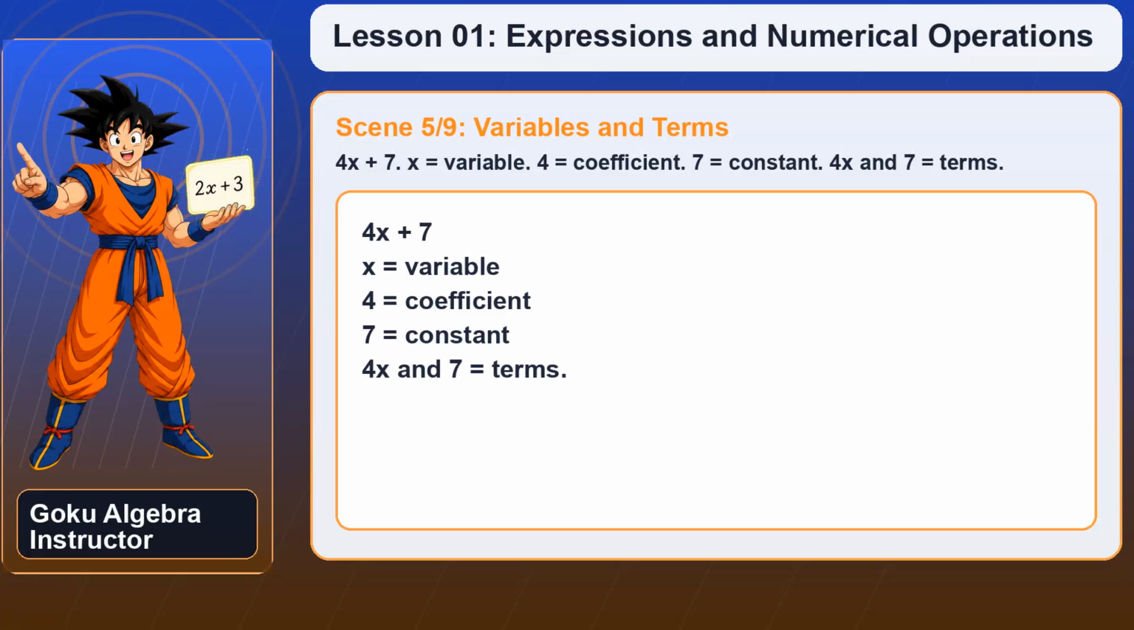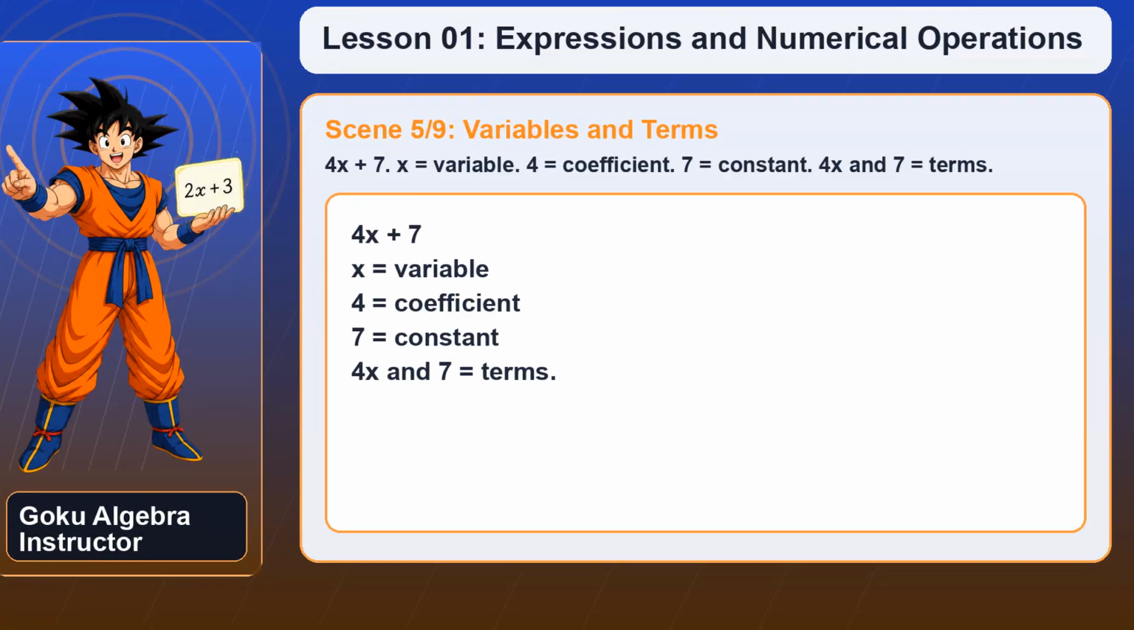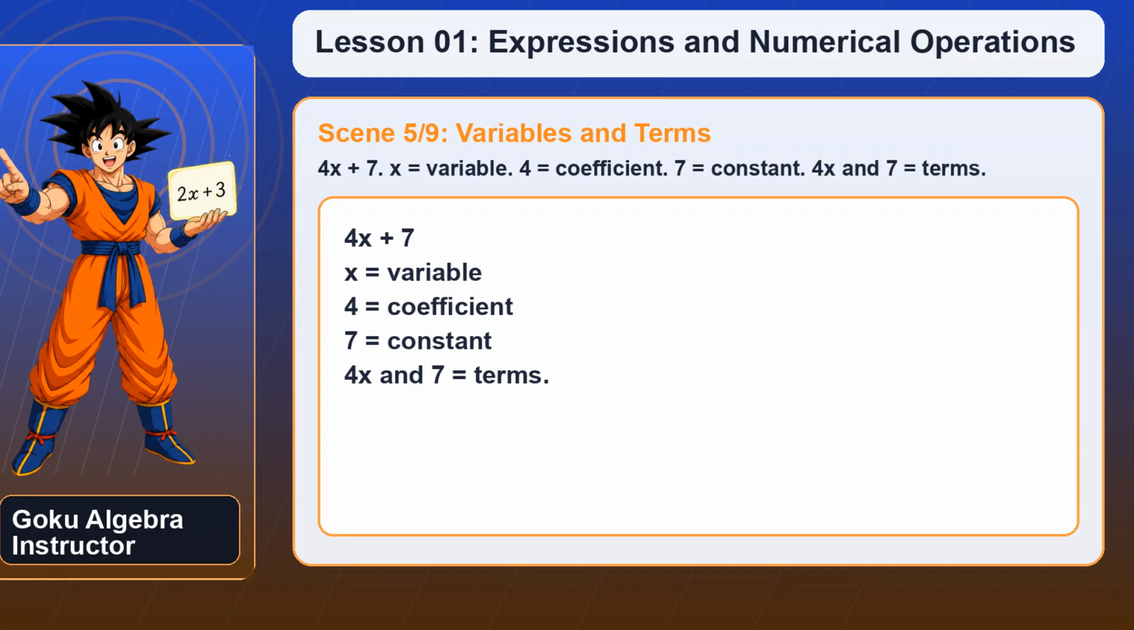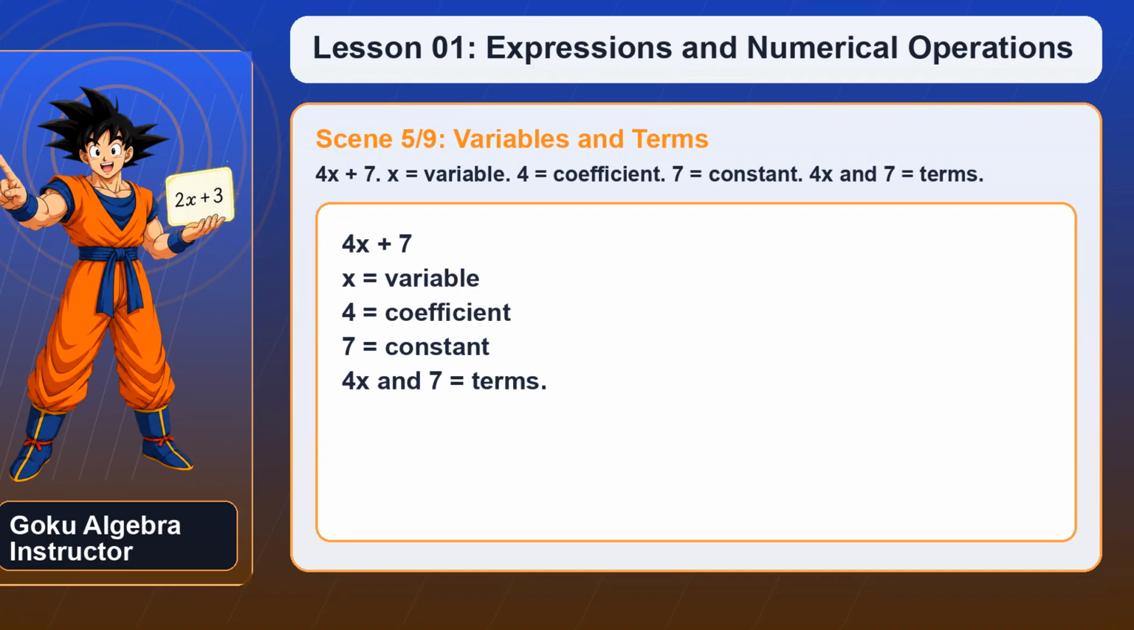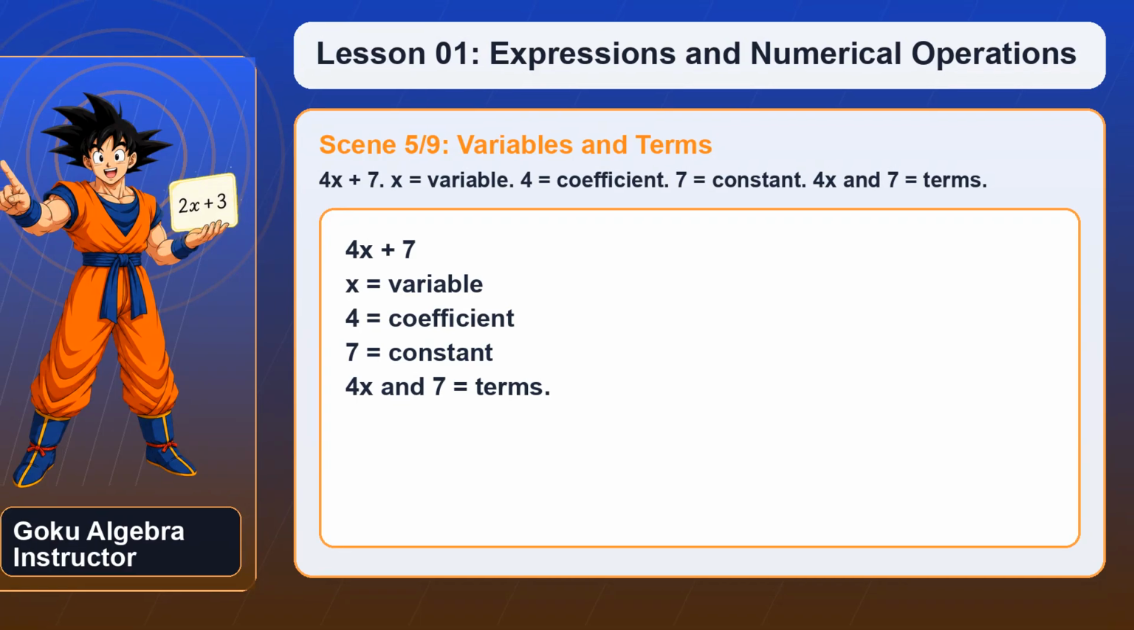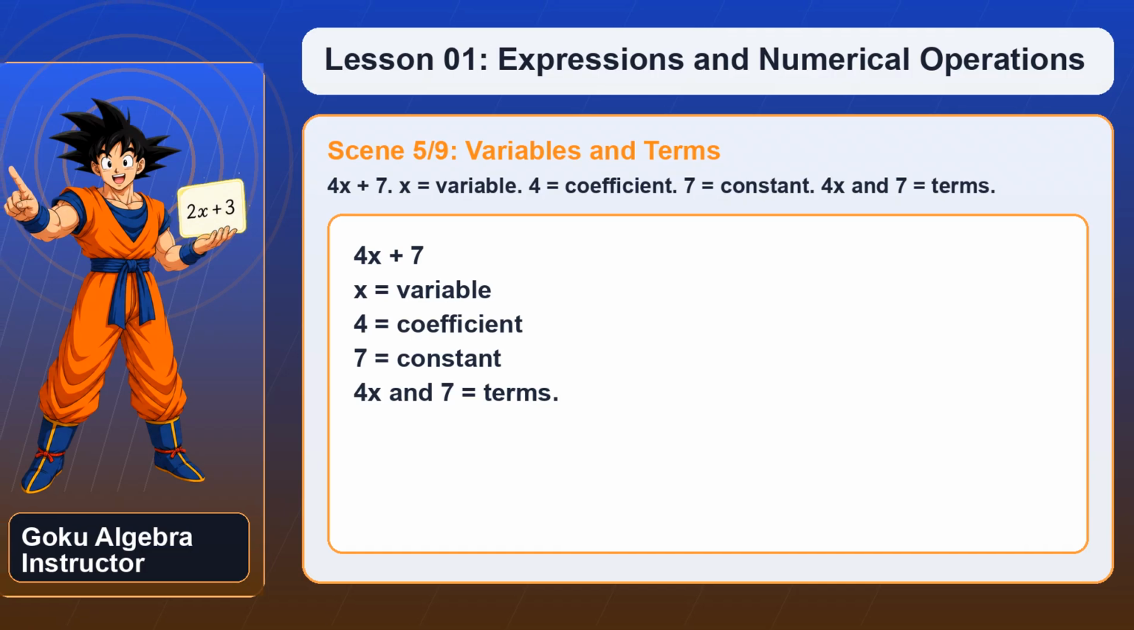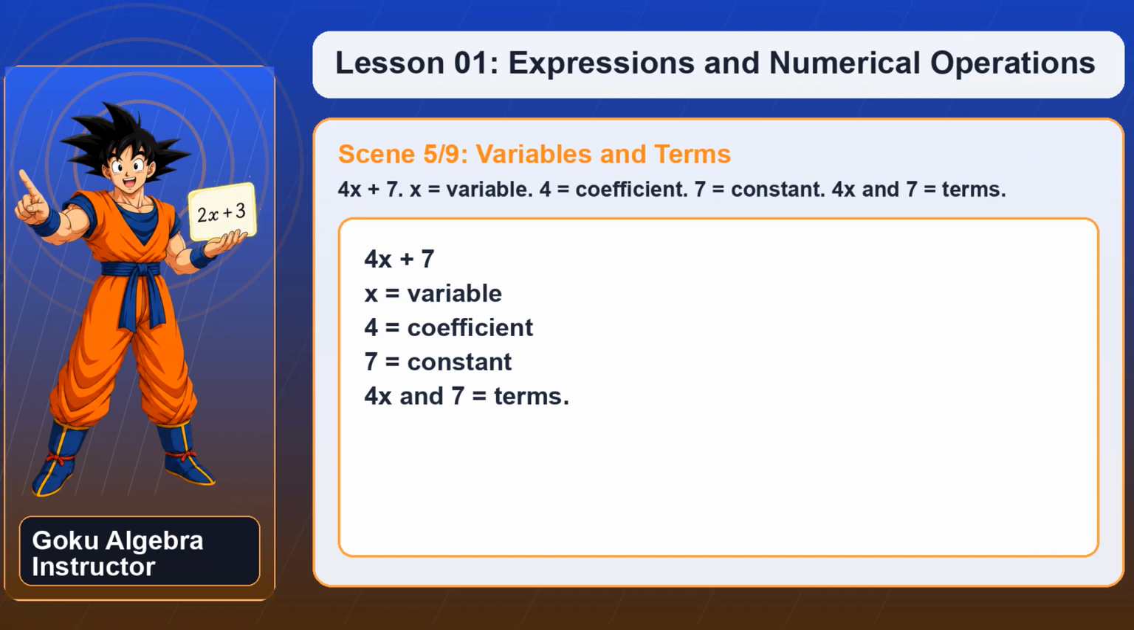An expression can include a variable, which is a symbol for a number that can change, or a number we do not know yet. In 4x plus 7, the variable is x. The 4 is the coefficient because it multiplies the variable. The 7 is a constant because it stays the same.